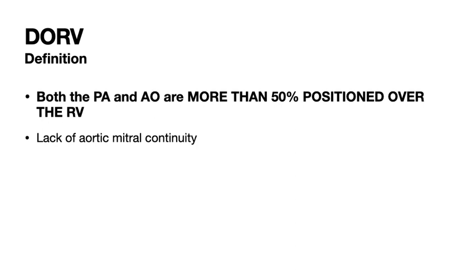All right, next we've got double outlet right ventricle. And in this situation, both great arteries arise predominantly from the right ventricle. Both the pulmonary artery and the aorta are more than 50% positioned over the right ventricle. So, incidentally, because you have that straddling, you lose your aortic mitral continuity. If there isn't that septo-aortic continuity, you lose your mitral continuity as well.